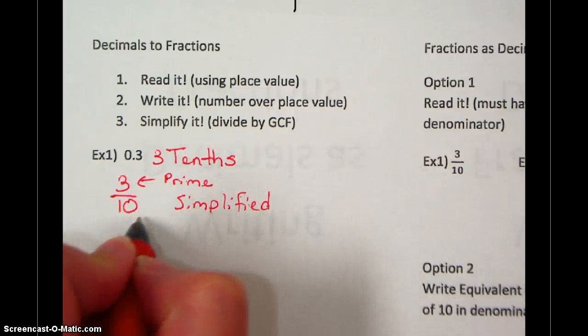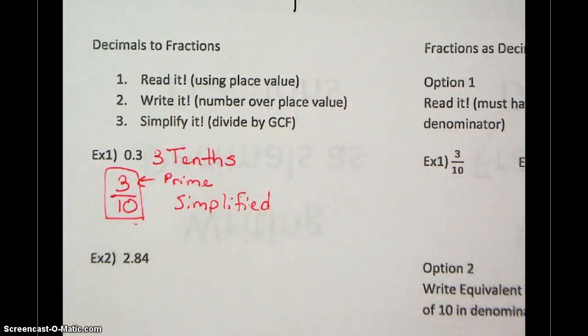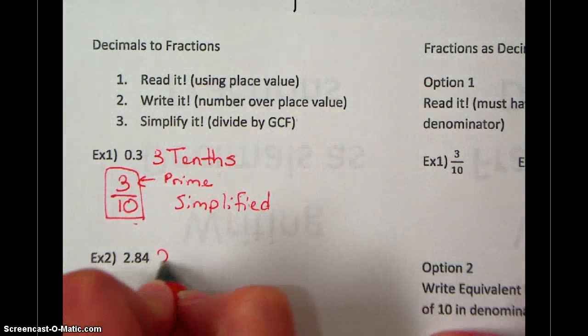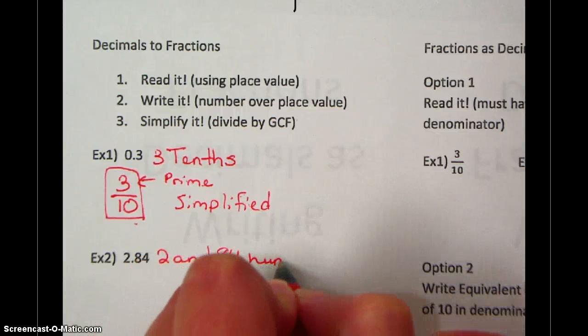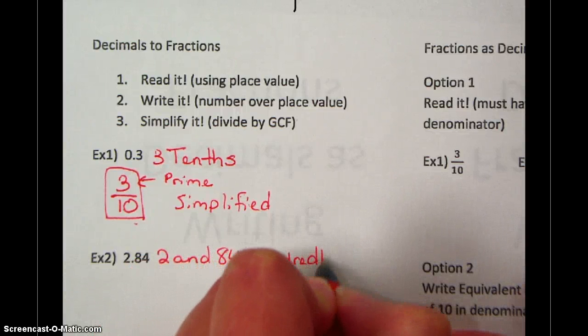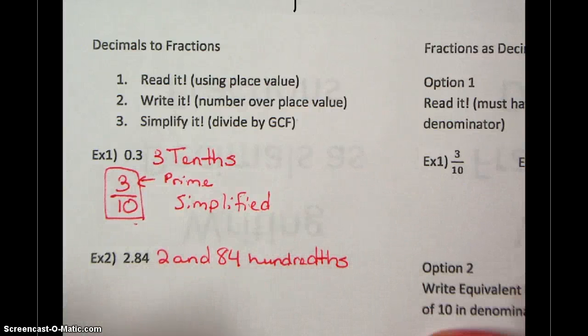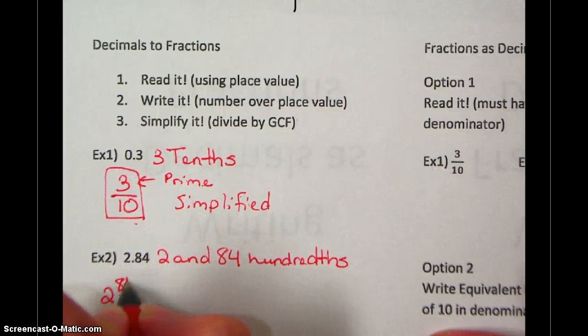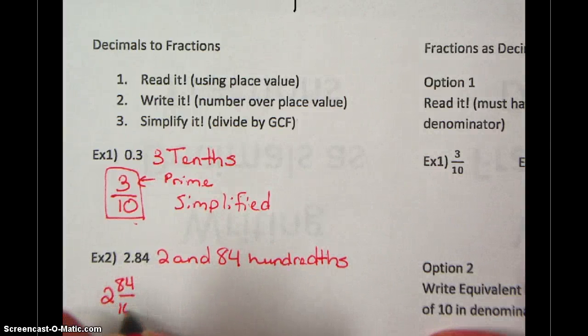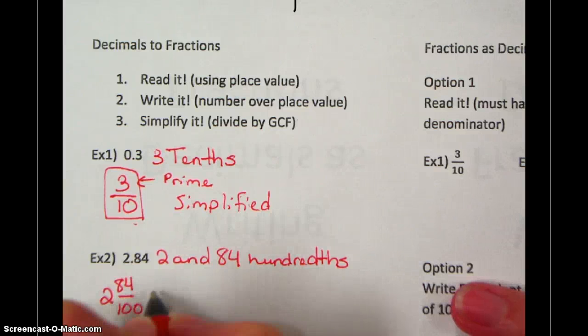All right, moving on to example number 2. Example number 2 is 2 and 84 hundredths. That's exactly what you would write, 2 and 84 hundredths. In this particular problem, you'll notice that there is a whole number 2 in front, so you're going to write it with the 2 in front, the 84 as your numerator, and 100 as your denominator. Step 3 is to simplify it.